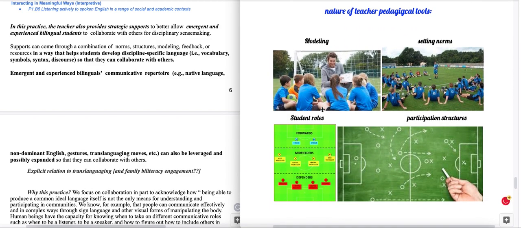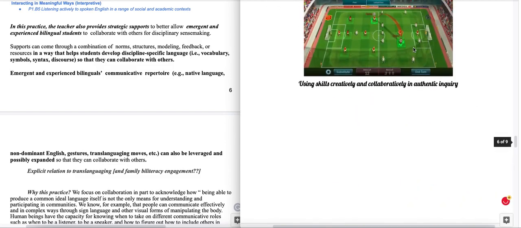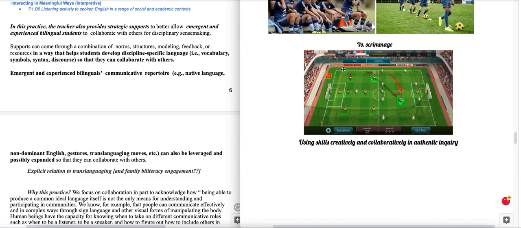So this one's a little bit more straightforward, but we want to see the teacher using things like modeling, setting norms, student roles, and participation structures to scaffold this kind of really rich activity that we want, right? The teacher's doing a lot. Even though they might be kind of invisible during the scrimmage, they're over on the sidelines, probably communicating, seeing what students need. They have perspective. They're watching the whole thing, but they're not super visible necessarily during the scrimmage.